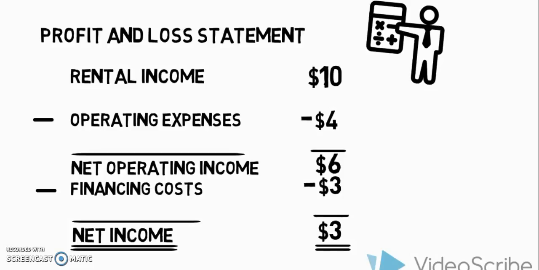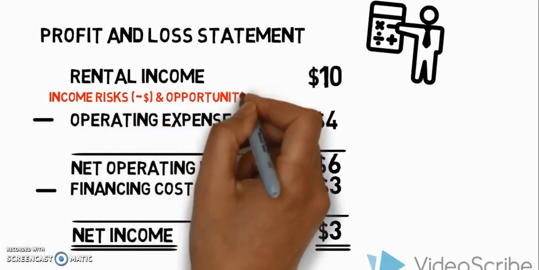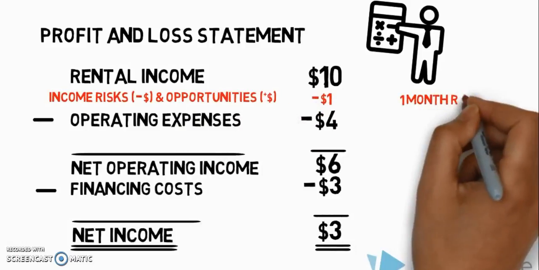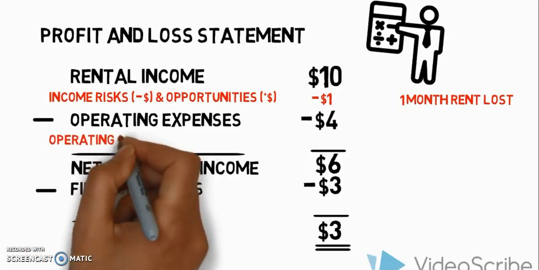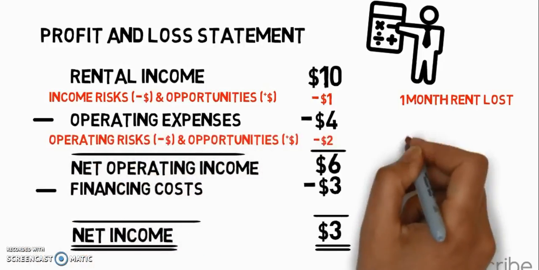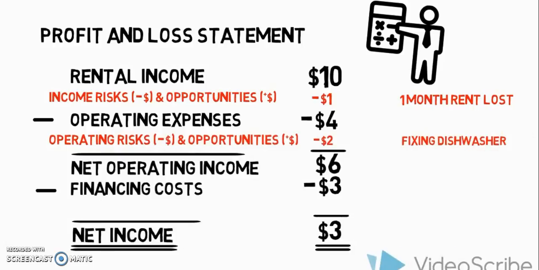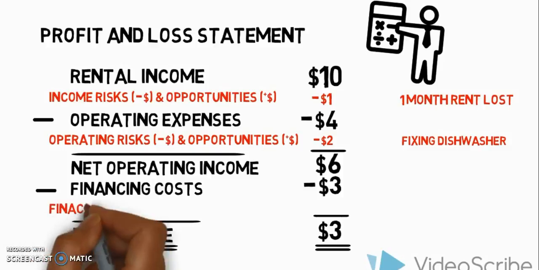The rules: we deduct costs associated with risks from rental revenues and add back savings associated with opportunities. Let me show an example. Let's say we lost 1 month rent. We have income risk of minus $1 in our rent income section. On the other side, we have to fix a dishwasher, and the cost associated with fixing is $2. So we have operating risk of minus $2 in the operating expenses section.